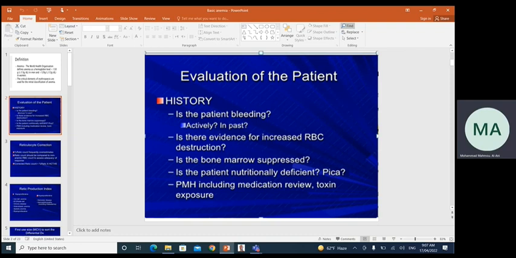Past medical history, including medication review, toxin exposure. What are the medications that are important in a patient with anemia? The most important are the non-steroidal anti-inflammatory drugs like diclofenac, Voltaren, ibuprofen, aspirin. These will cause gastritis and might lead to GI bleeding. Toxin exposure: the patient exposed to radiation, isotopes. This also gives you an idea about the past medical history.